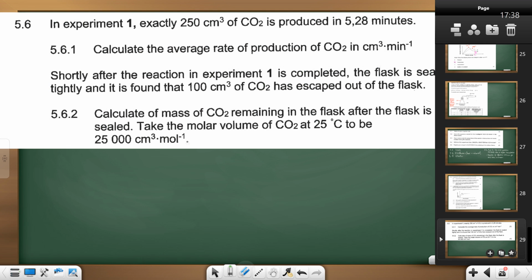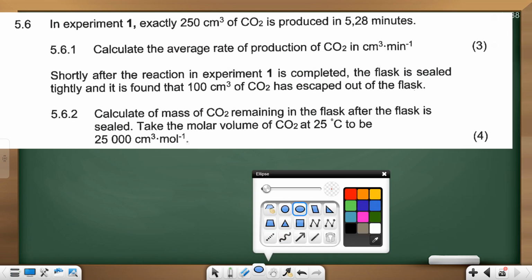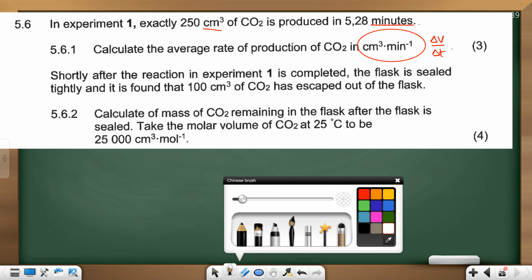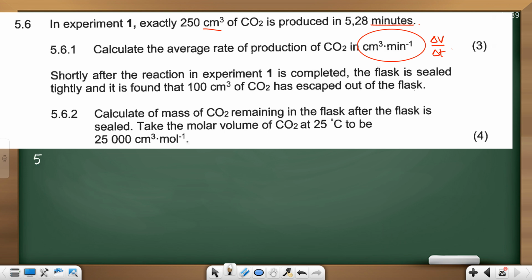Okay, look at what they gave us. They said calculate in what? cm cubed per minute. That is volume, change in volume, over change in what? Time. So they said in experiment 1, exactly 250. Watch out for the units. That's the easiest mark you will find in a chemistry paper. So how do I get my rate of reaction? Use the unit. It is going to be the change in volume over change in time.